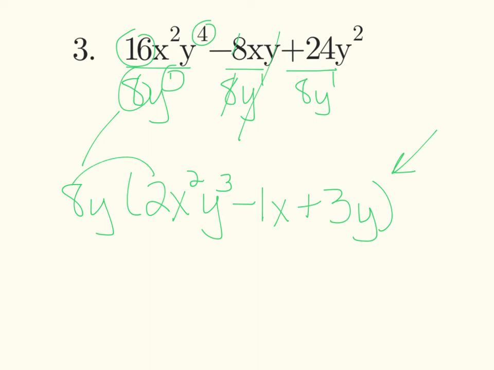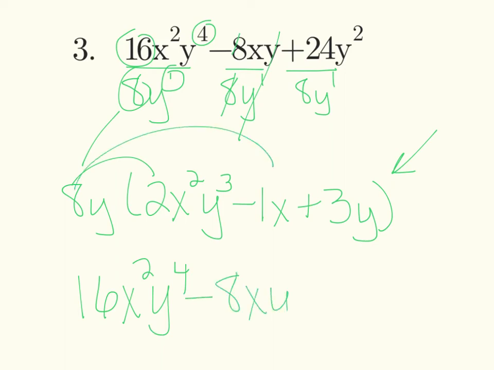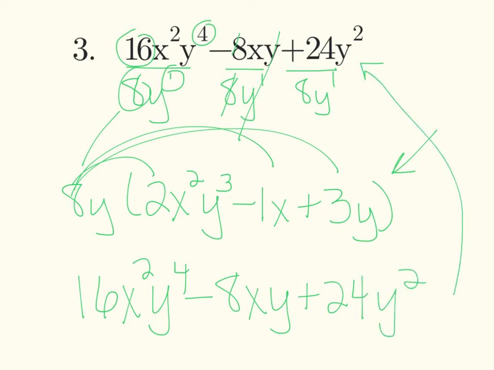So I have 8 times 2, which is 16. Then I have x to the second, y to the fourth. And then I have 8y times negative 1x, which is negative 8xy. And then I have 8y times 3y, which 8 times 3 is 24, and I have y to the second. Okay, if we look, that is exactly what we had in the original problem.